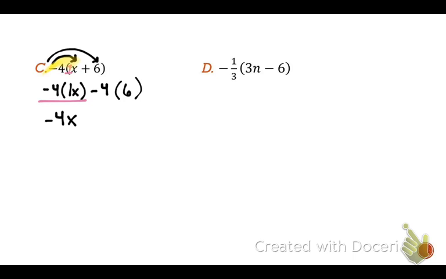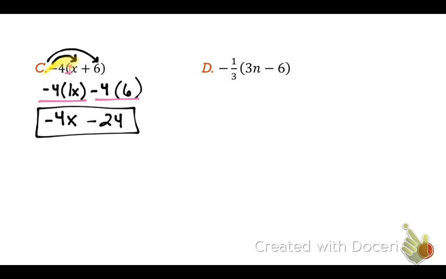Now I have to move on to the next part. It is negative 4 times 6. Is my answer going to be positive or negative? Negative, because there's only 1 negative there. Kalani, what is negative 4 times 6? That is correct, negative 24. Now, because this is a variable term and this is a constant, I cannot combine them together. So my answer is negative 4x minus 24.